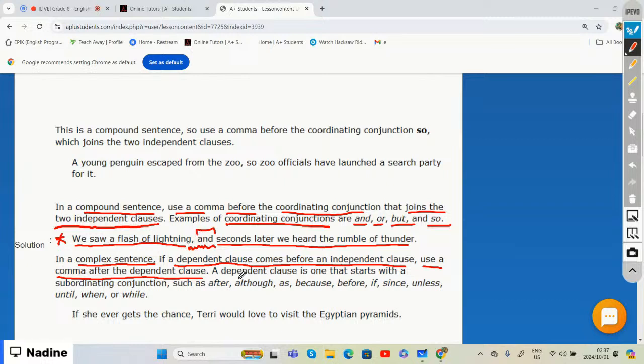A dependent clause is one that starts with a subordinating conjunction. So within a complex sentence, right? A complex sentence has a dependent clause. And a dependent clause starts with a subordinating conjunction, not a coordinating one. Subordinating conjunctions are words like after, although, as, because, before, if, since, unless, until, when, or while. So basically, a complex sentence can start with one of those words.